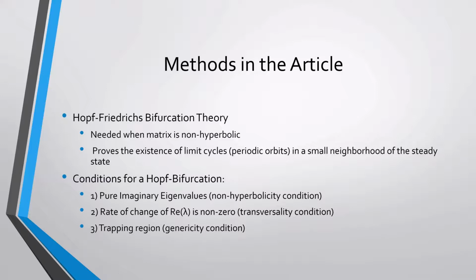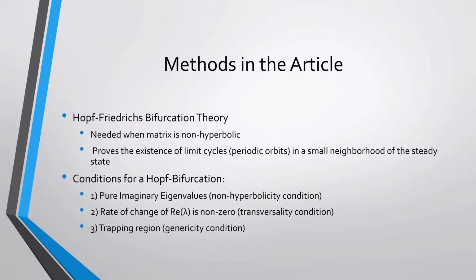In particular, we will focus on the three algebraic conditions required that prove the existence of a Hopf bifurcation, and thus the existence of limit cycles. Condition 1 requires pure imaginary eigenvalues. This is known as the non-hyperbolicity condition. This is inherent to our problem since our matrix at the bifurcation point was non-hyperbolic to begin with. Condition 2 requires our eigenvalues pass the imaginary axis at a non-zero speed. This means that the rate of change of the real part of our eigenvalues is non-zero. This condition is known as the transversality condition.